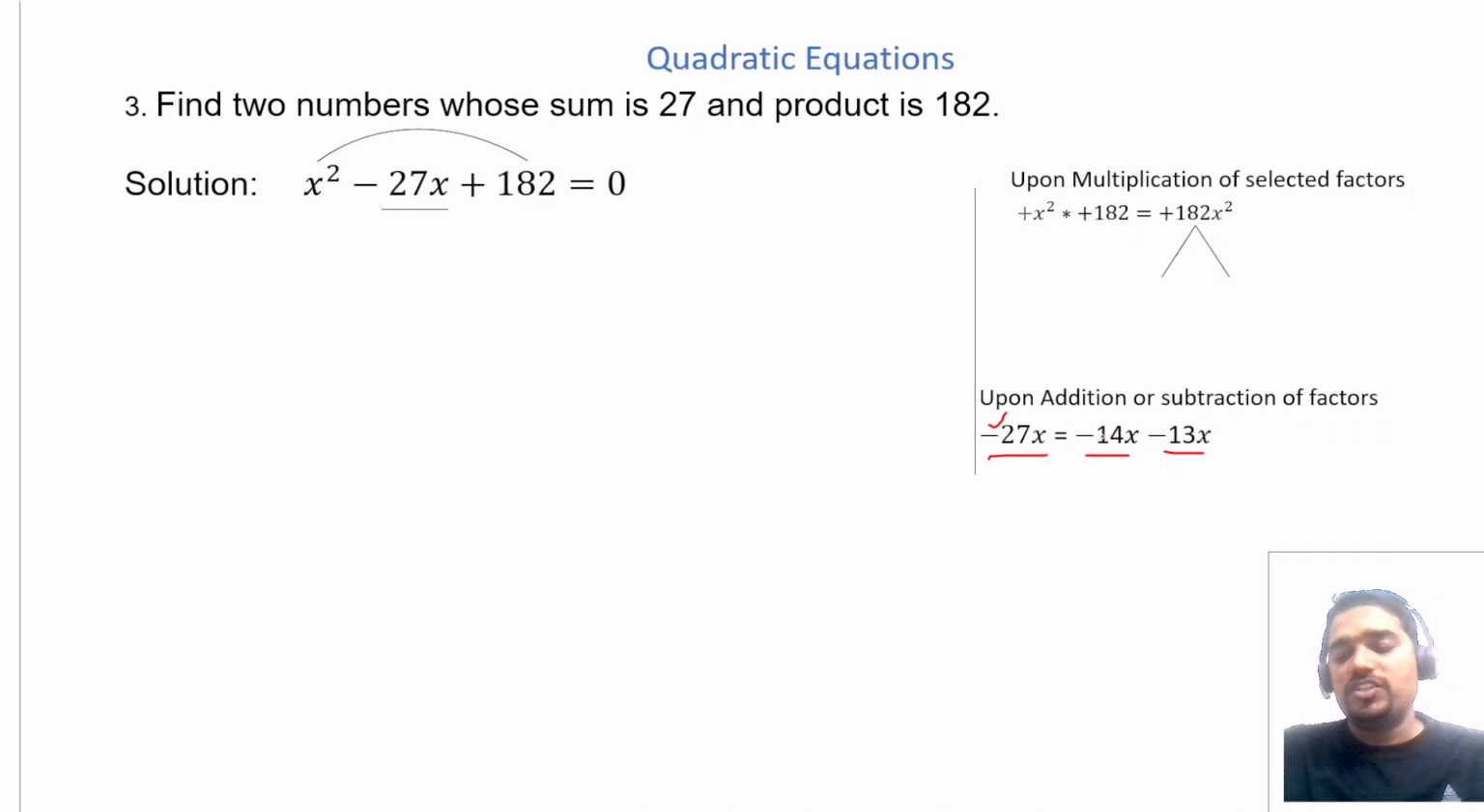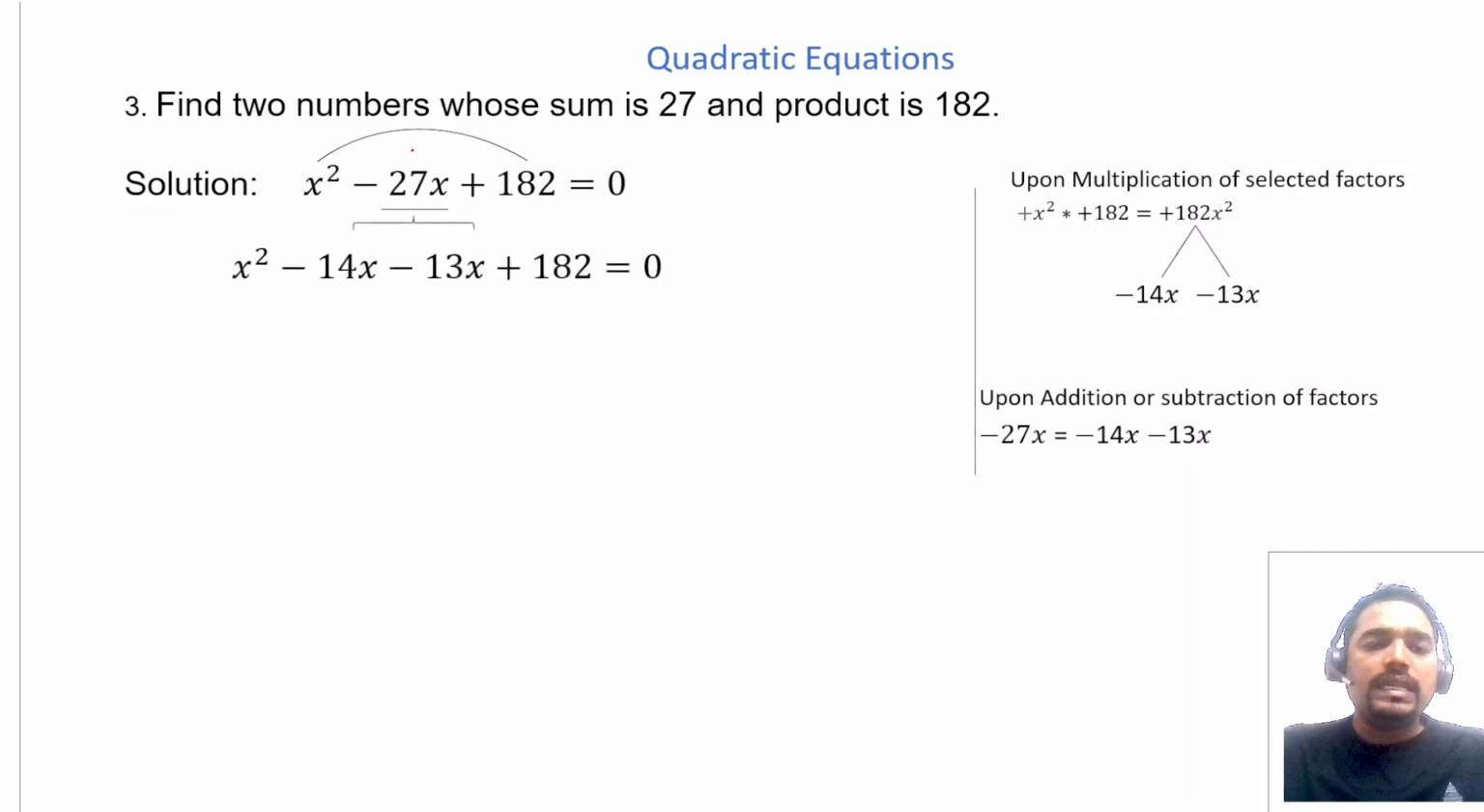That is, one of the conditions is satisfied. Also for the second condition, if these two factors are multiplied, minus into minus is plus, 14 times 13 is 182, x into x is x square. Therefore, both the conditions are satisfied. Once the factors are selected, now let us replace the middle term in the equation, that is minus 27x, with the factors we have selected.